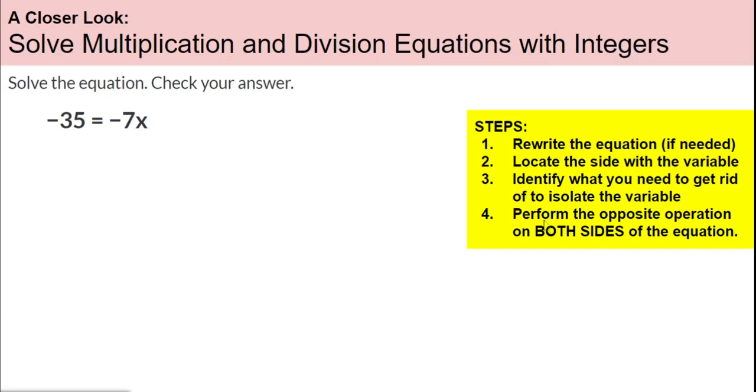All right, so we have the same steps as the last video. And so now we're going to solve. So this equation says negative 35 equals negative 7x.